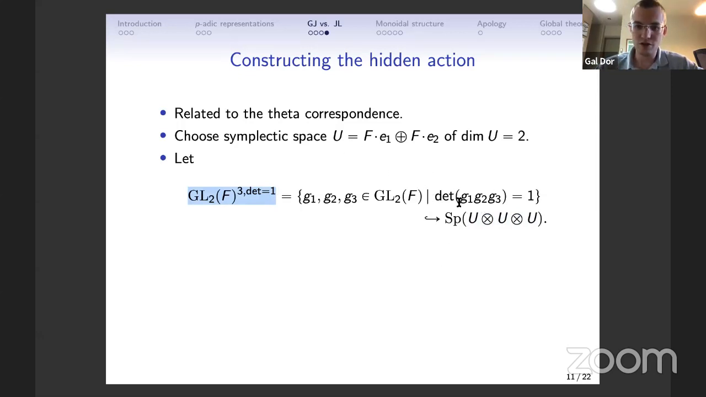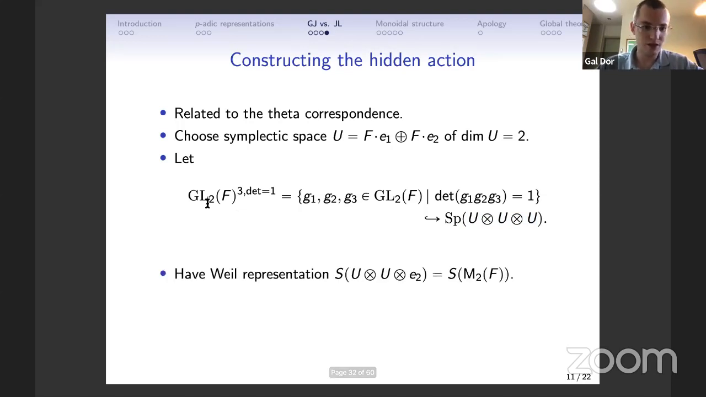If you have U times U times U, then you can act with one copy of G on the first coordinate, with another copy of G on the second coordinate, and with the third copy of G on the third coordinate. And these actions obviously commute. What they do to the symplectic form is multiply it by the product of determinants. So if you have three matrices whose total determinant is 1, then they act on this U times U times U in a way that respects the symplectic structure. So we have an embedding of GL2F cubed with determinant 1 inside the symplectomorphisms of this space.